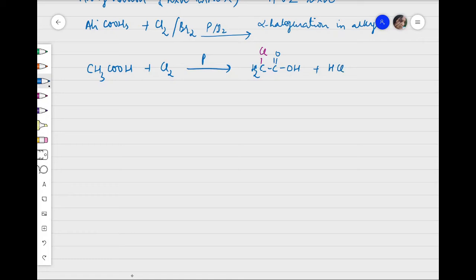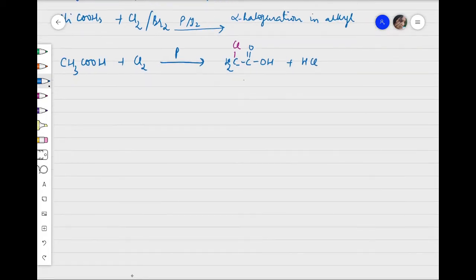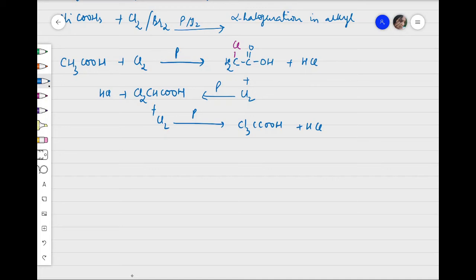Now this again can react with chlorine in presence of phosphorus to give another substitution there. So I get the dichloroacetic acid, okay, again HCl. This again can react with chlorine in presence of phosphorus to give me the trichloroacetic acid and HCl. Okay.